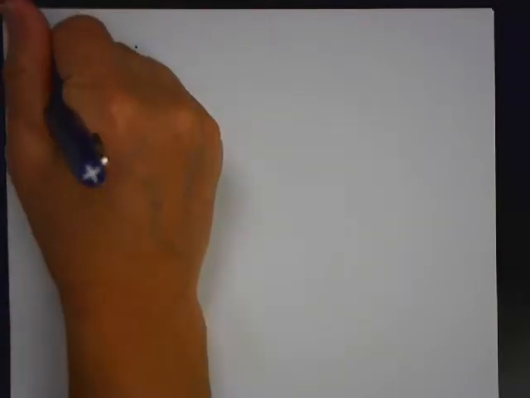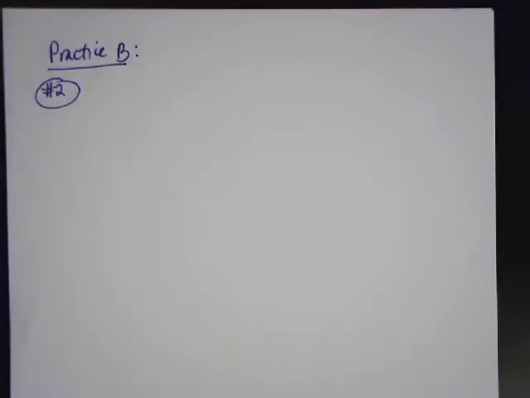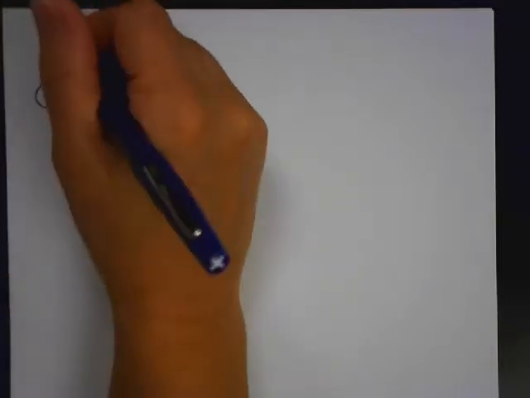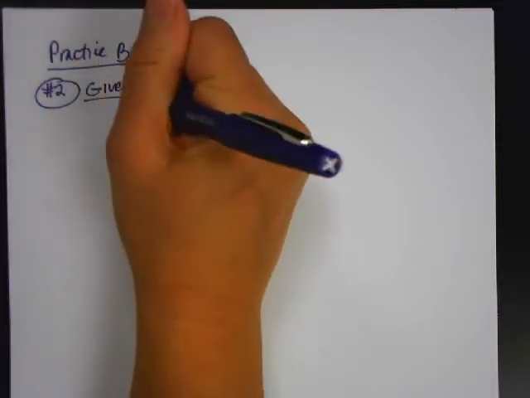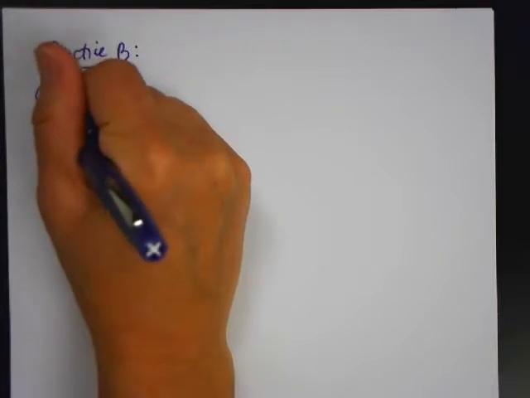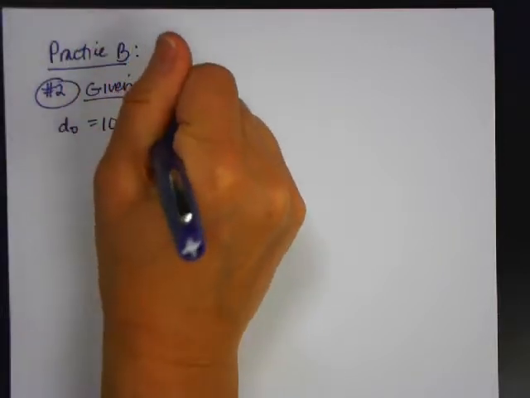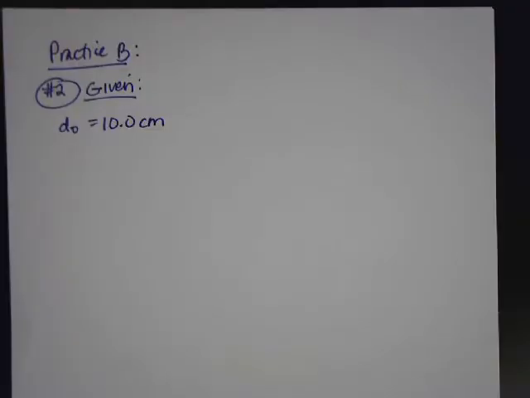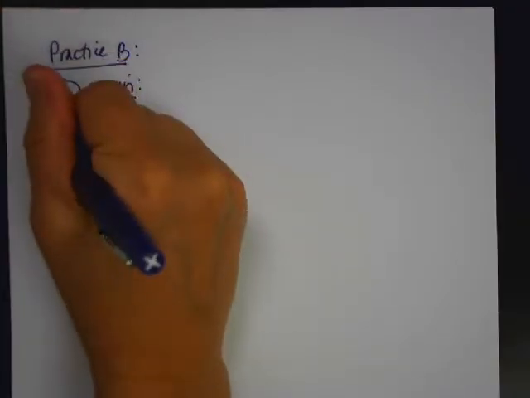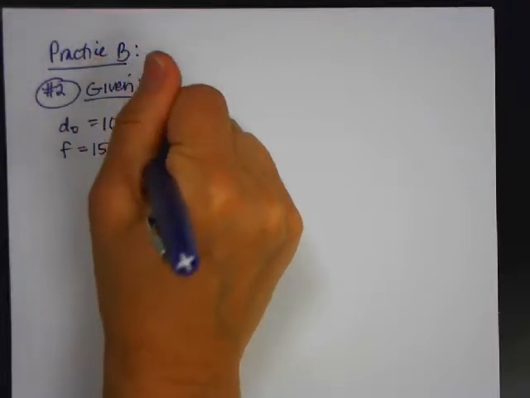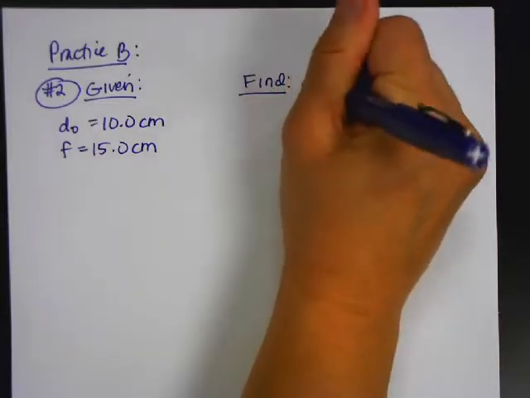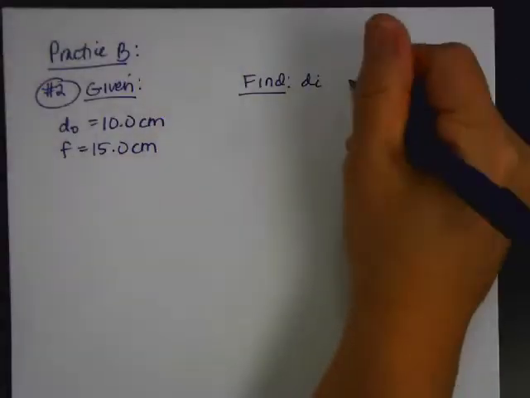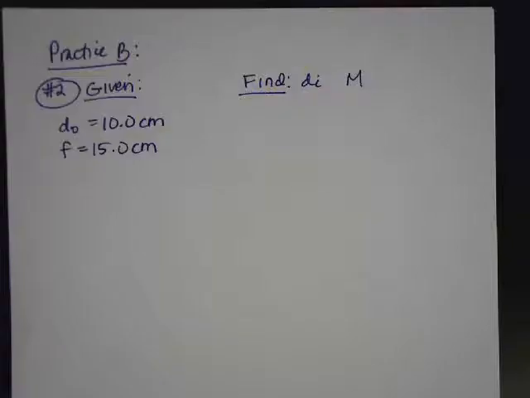So first let's look at number 2. Number 2 says Sherlock Holmes examines a clue by holding his magnifying glass at arm's length and 10 centimeters away from the object. So we're given that the distance of the object is 10 centimeters. The magnifying glass has a focal length of 15, so f is equal to 15 centimeters. Find the image distance, so I want to find di, and the magnification m. Describe the image he observes.